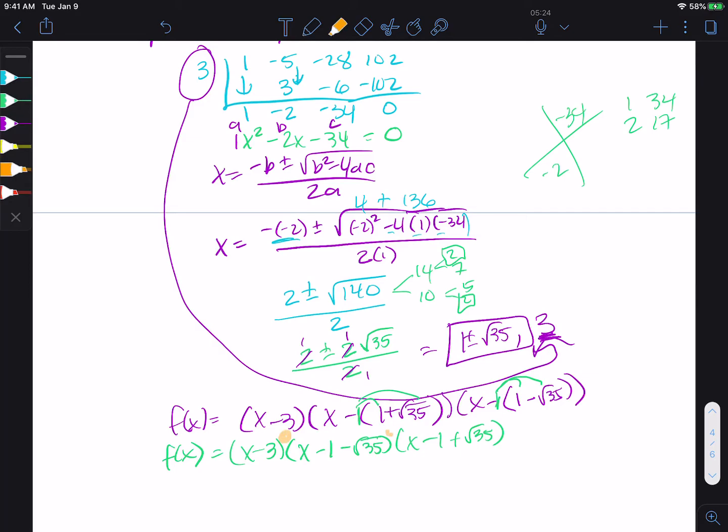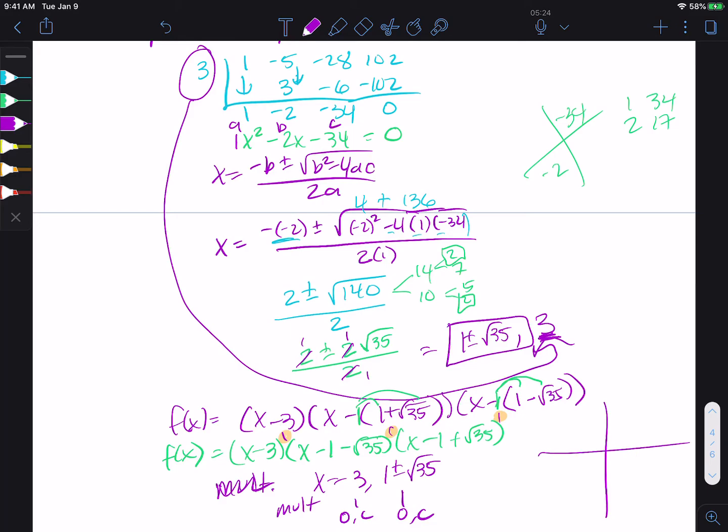Okay. And then notice here, if we write it like this, that it makes it more obvious what our multiplicities are, because each one of these has an unsaid first power. Right? So that means that the multiplicity is 1. So we have x equals 3, and then 1 plus or minus root 35. You don't have to write those separately. So the multiplicity is 1 on both of those. Move that down here. Which means that it's going to be odd and crossing. Odd and crossing.